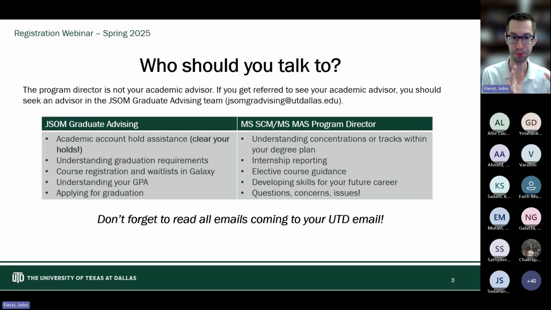That is advising. They help with those things. For me, as the program director, I'm there to provide you with advice to navigate through the program, understanding the concentrations and tracks within the degree plan, choosing electives, how to report an internship, whether an experience is something that should be counted for the internship requirement of your degree, saying, hey, this is where I want to go with my career, and then working backwards to find the skills in our coursework that'll help get you there. Those are conversations that I have frequently with students.